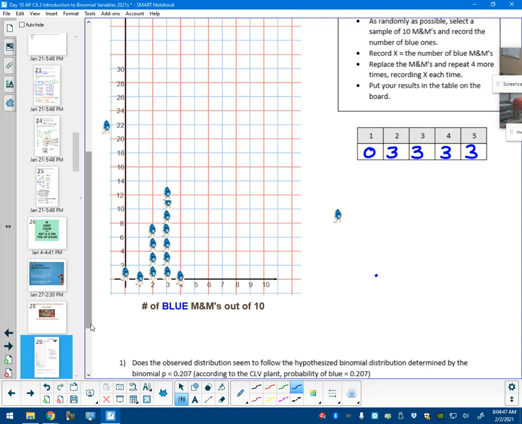I had 2 3 1 0 2. Okay, so the 3 is going up to here. The 1 is going up to there. The 0, get a half a M&M there. And then the 2s, you got 2 of them. All right. So Claire? 4 3 3 2 2. All right. So the 4 can go up to there. Grab 1 for the 3s. And grab 1 for the 2s.